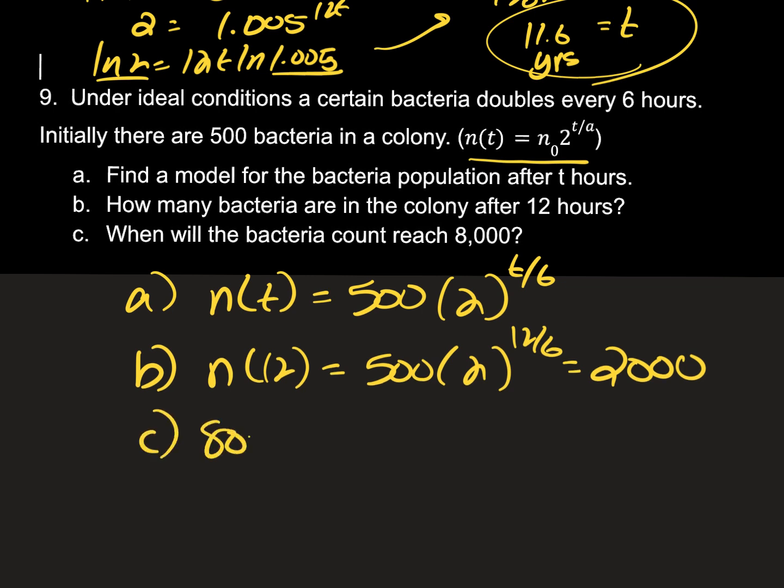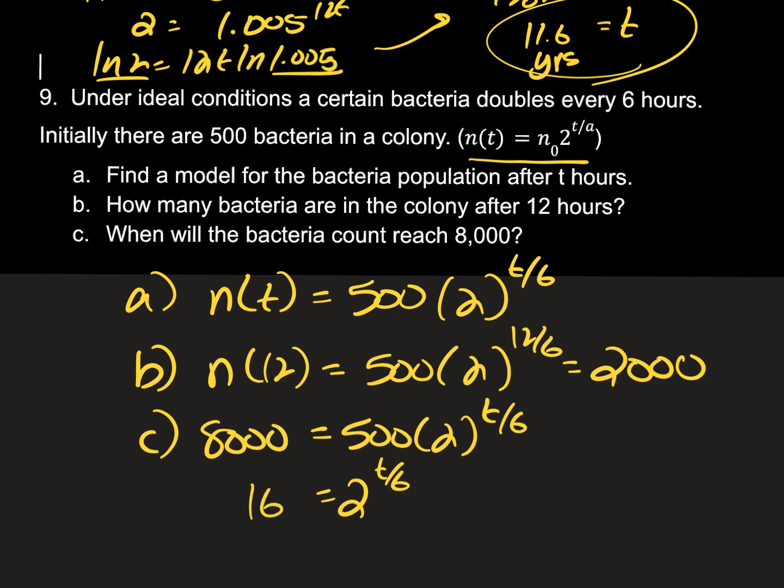And then part C, when will it reach 8,000? So it means the 8,000 is what you're going to end up with over here. It starts with 500, 2. Don't know the time. That's what it's asking me for. And there you have it. So I'm going to divide both sides by 500 first. If I do 8,000 divided by 500, I end up with 16.